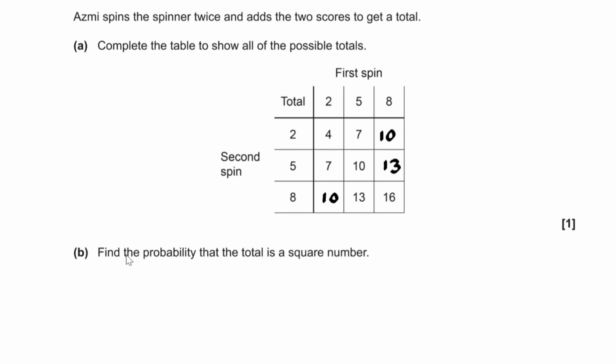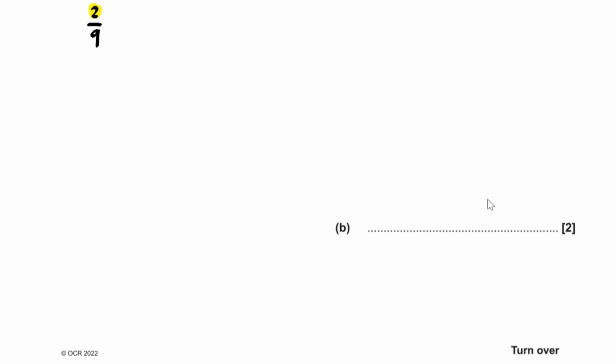For part B, we have to find the probability that the total is a square number. Well, how many options do we have in total? We have 9 options in total, and of these 9, how many are square numbers? Well, 4 is a square number, 16 is also a square number. We have 2 of those options which are square numbers. So we have 2 9ths.